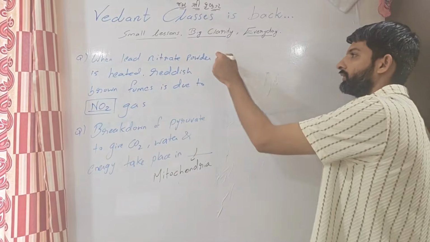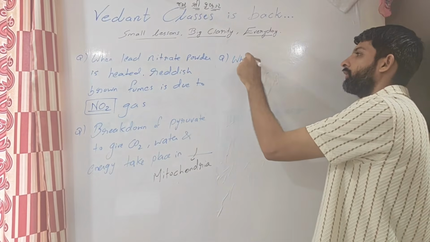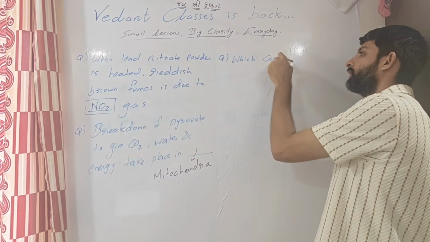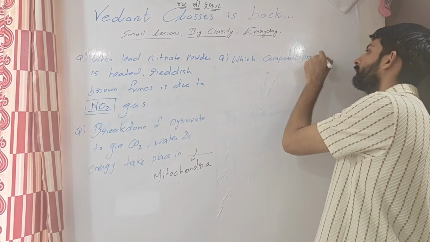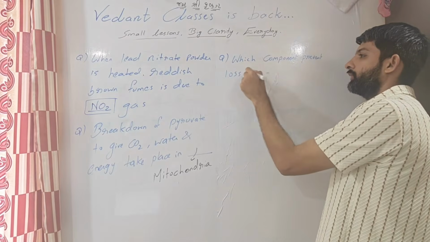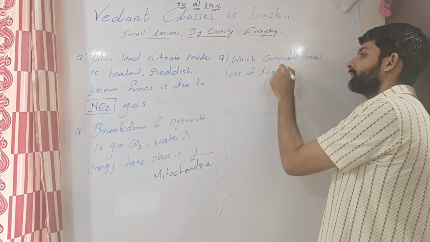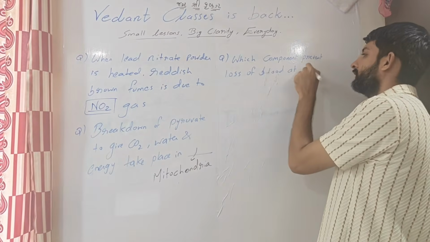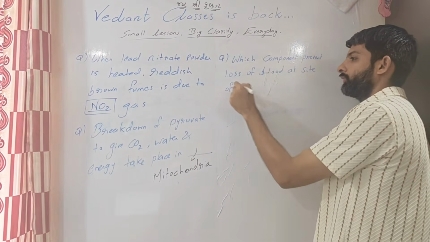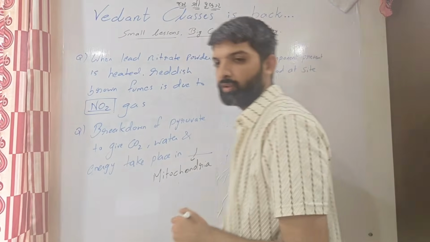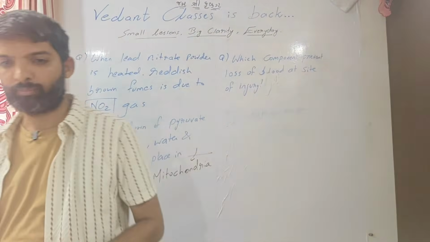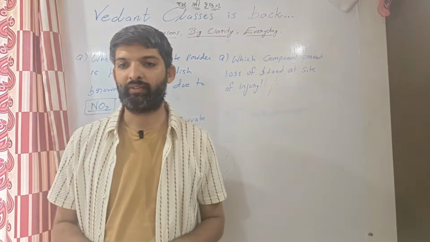Next question is, which component prevents the loss of blood at the site of injury? Which component prevents the loss of blood at the site of injury?